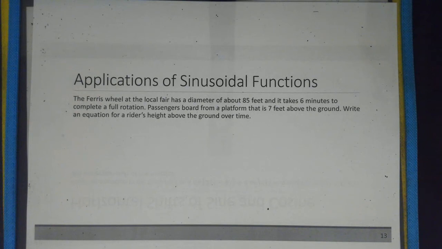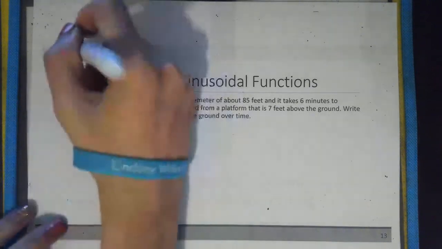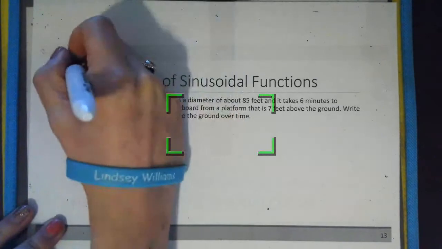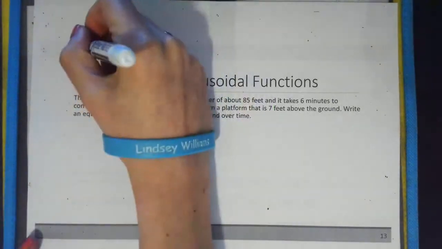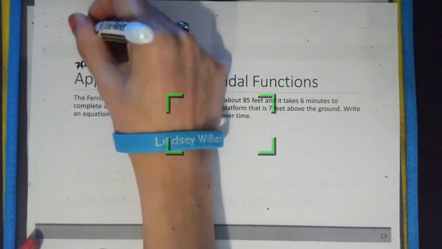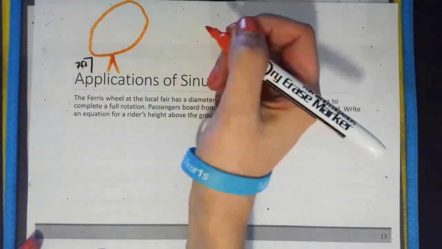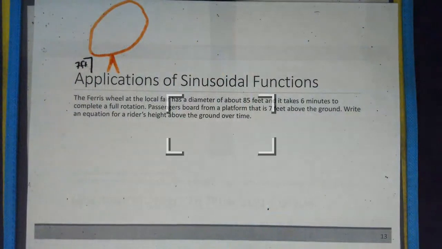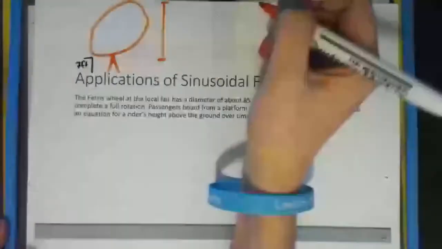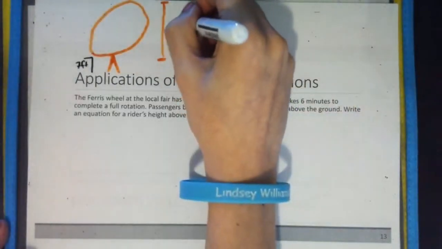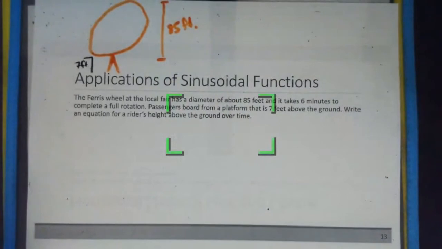I'm going to draw a picture for this one because I think it's going to help. So passengers are on this little platform that's 7 feet tall. Then there's this Ferris wheel. Looks something like that. It's off the ground. Yay, Ferris wheel. We know that the diameter, so the distance across the whole thing, is 85 feet. And it takes 6 minutes to complete a full rotation. Looks like we have all the information we need there.